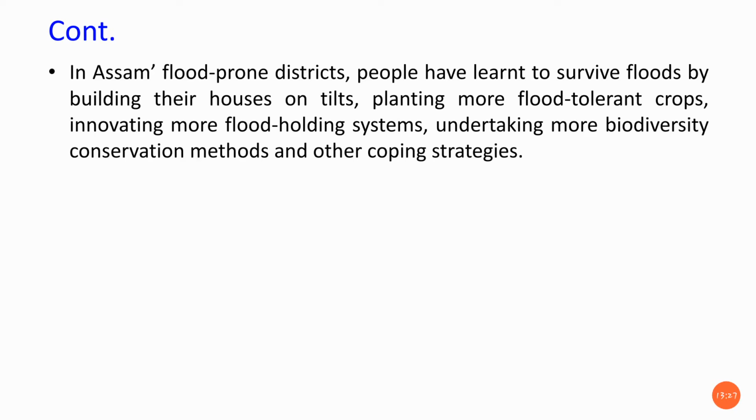So in Assam's flood-prone districts, the people have learned to survive the floods by building their houses on stilts and planting more flood-tolerant crops, innovating more flood-holding systems, undertaking more biodiversity conservation methods and other coping strategies. Because nature will make you learn many things. That means the Assam people also started planting varieties of plants that can tolerate this kind of flood, and they are cultivating varieties of crops too.